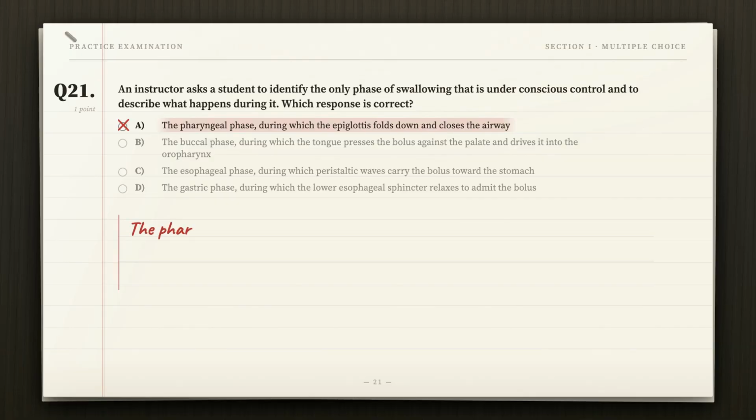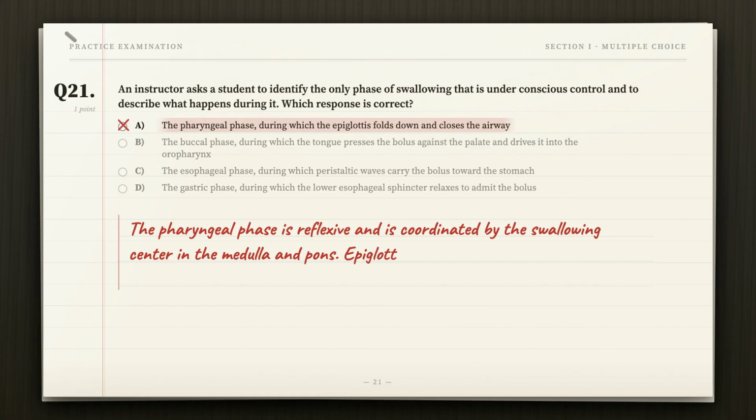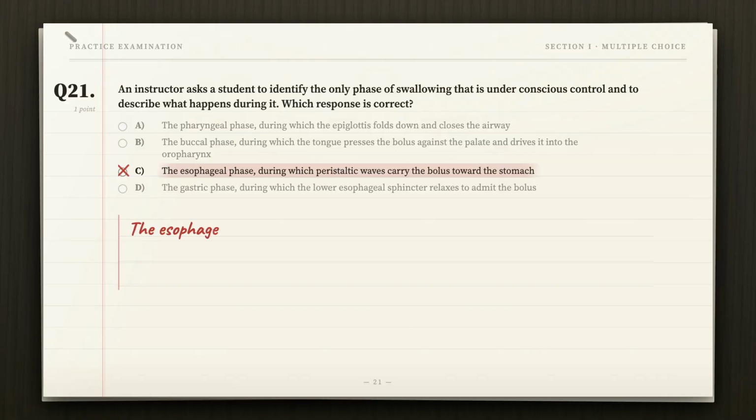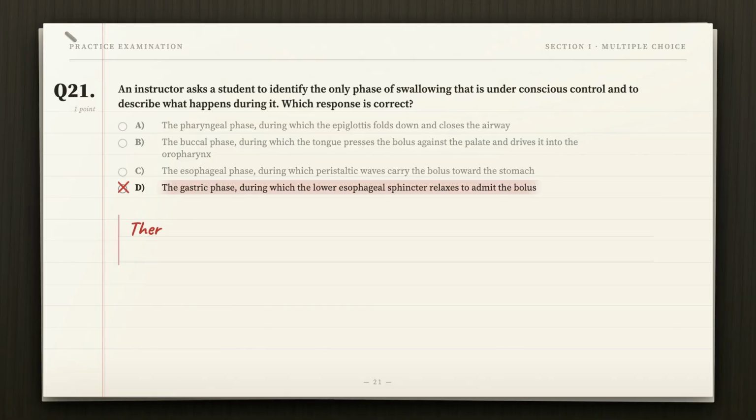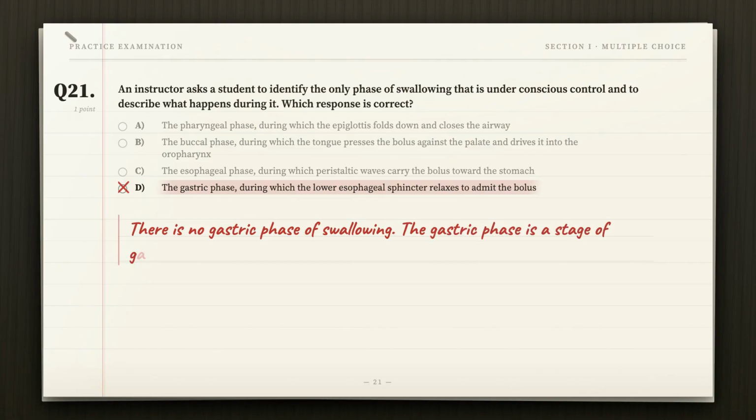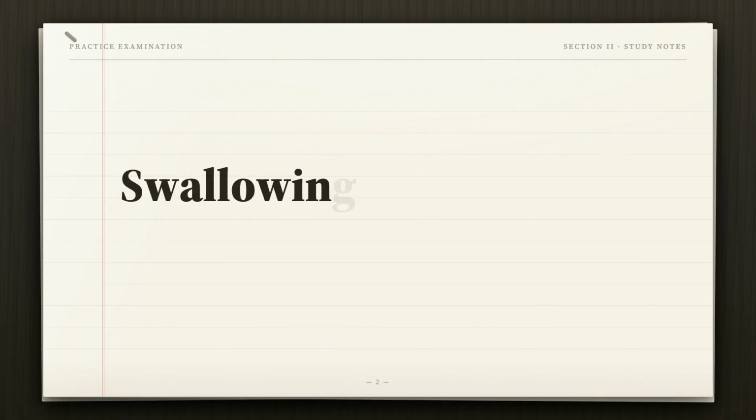A is wrong because the pharyngeal phase is reflexive and is coordinated by the swallowing center in the medulla and pons. Epiglottic closure cannot be consciously timed. C is wrong because the esophageal phase is driven by peristalsis of the esophageal muscularis and is entirely involuntary, which is why a swallow cannot be aborted once the bolus is well down the tube. D is wrong because there is no gastric phase of swallowing. The gastric phase is a stage of gastric secretion, not of deglutition.